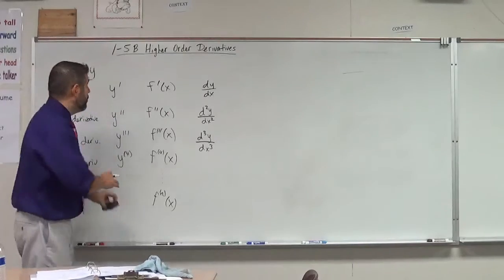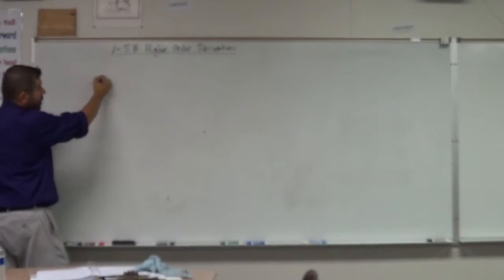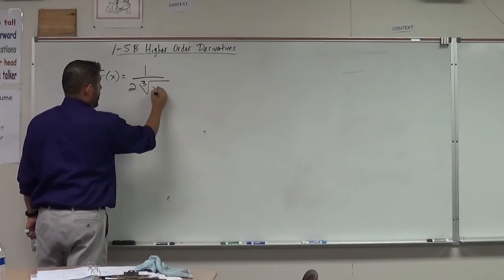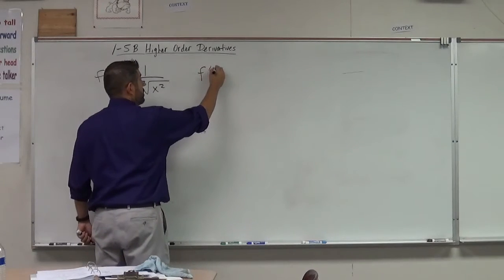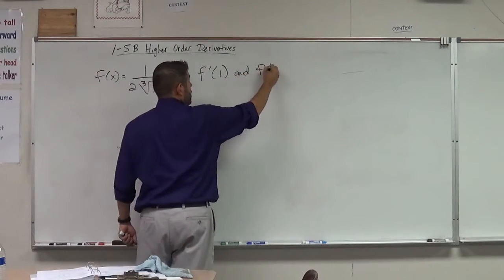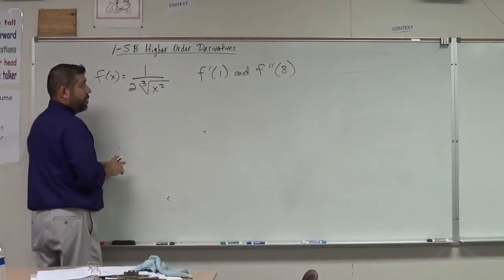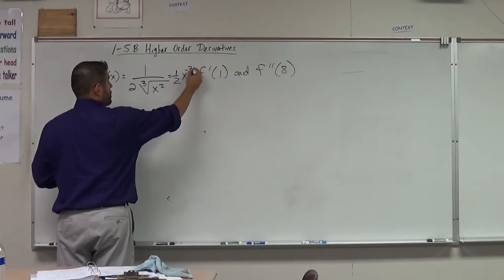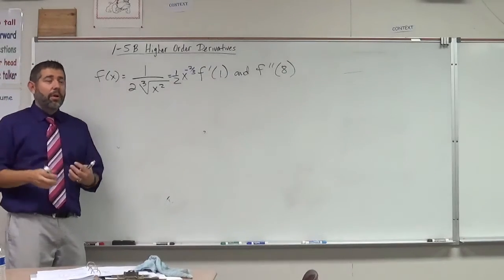Okay, so I want to do one example for you of a higher order derivative. The example is going to be, let's have a function f of x equals 1 over 2 cube root of x squared. And we're going to go ahead and find f prime of 1 and f double prime of 8. So we're going to do the first derivative. When we do this derivative, we want to make sure we change this first. So we're going to have 1/2 x to the negative 2/3. Make sure you change that into its rational power, not its root.